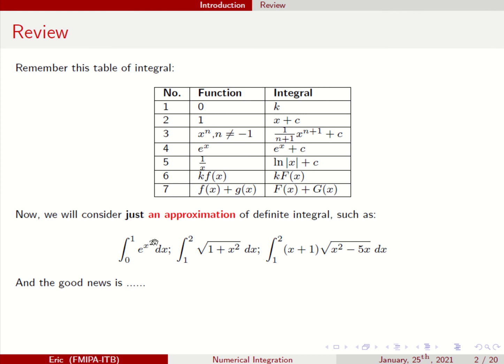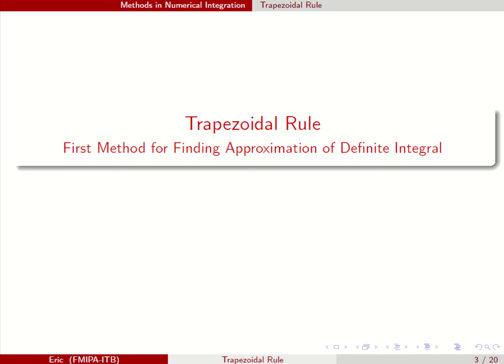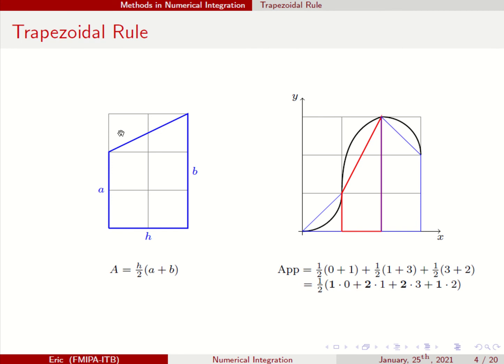I want to find the approximation by approximating the area under this function. And in this session and in this chapter, we don't have to memorize all of this formula. You can forget about this all. So let's look at the first one, that is the trapezoidal rule, the first method for finding approximation of definite integral.